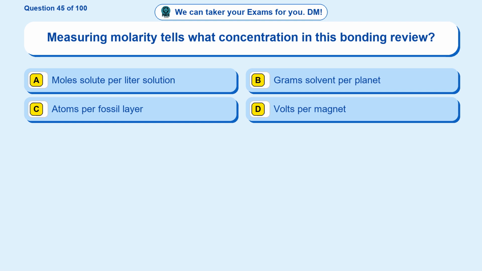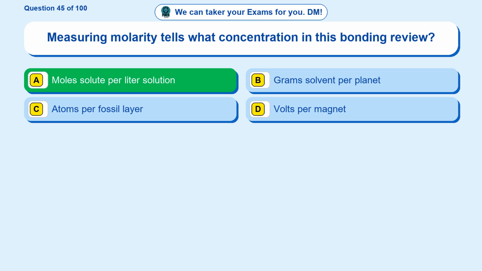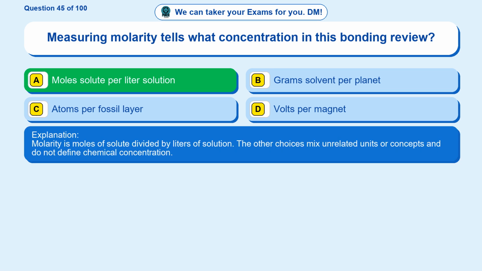Question 45. Measuring molarity tells what concentration in this bonding review? Option A moles solute per liter solution. Option B grams solvent per planet. Option C atoms per fossil layer. Option D volts per magnet. The correct answer is option A. Moles solute per liter solution. Molarity is moles of solute divided by liters of solution. The other choices mix unrelated units or concepts and do not define chemical concentration.